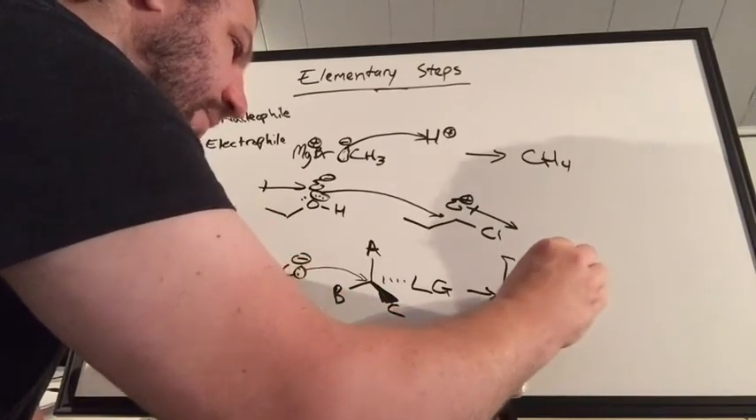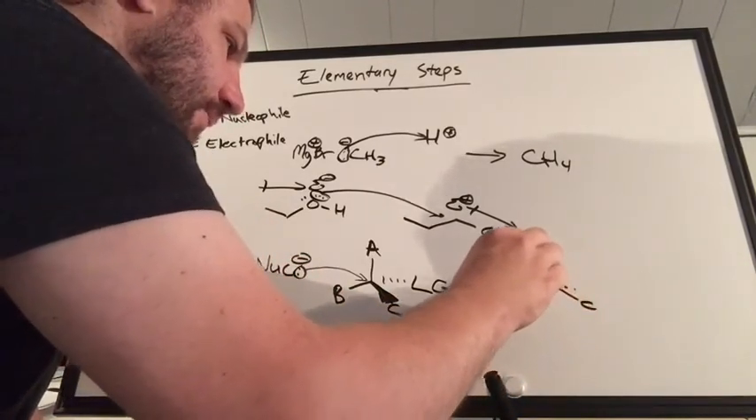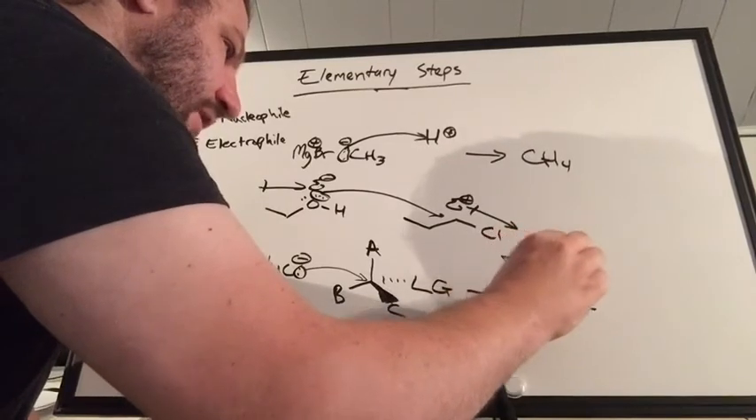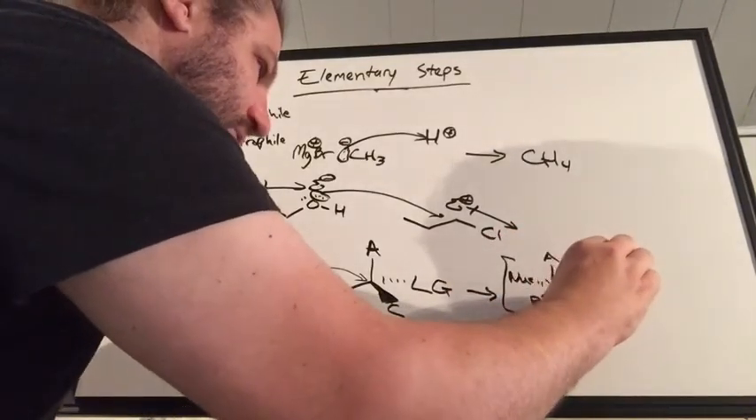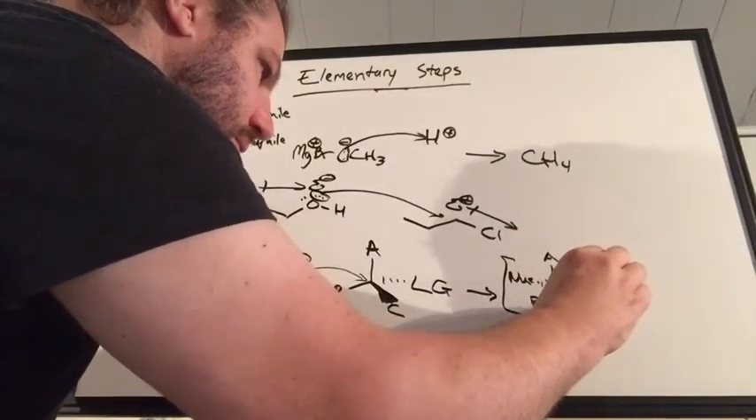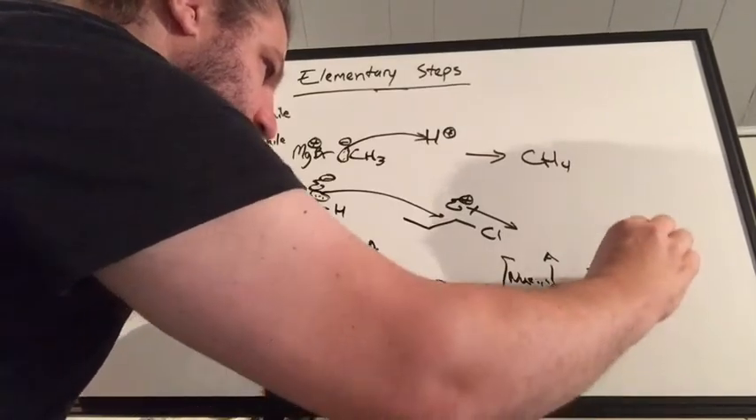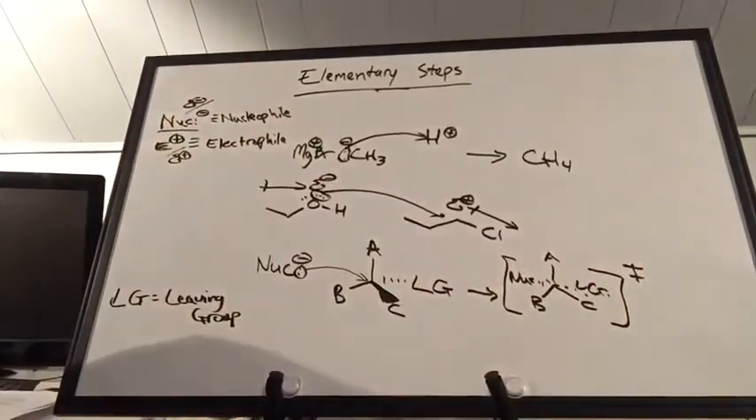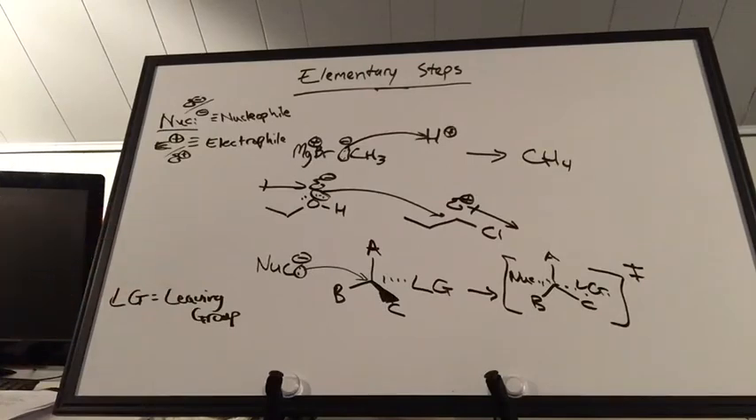So something's coming, something's going. Nuke's coming in, leaving group's got to go. Okay. So you'll see this delta G double dagger that you see right there. That's just to denote that that is what is referred to as a transition state.